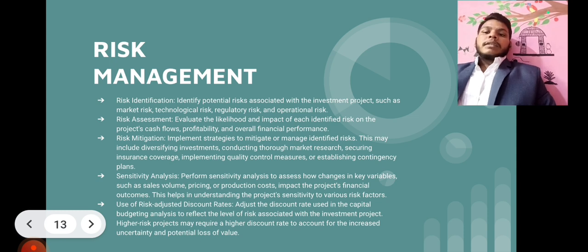Use of risk-adjusted discount rate. Adjust the discount rate used in the capital budgeting analysis to reflect the level of risk associated with the investment project. Higher risk projects may require a higher discount rate to account for the increased uncertainty and the potential loss of value.